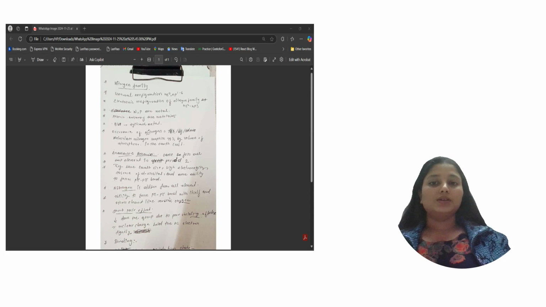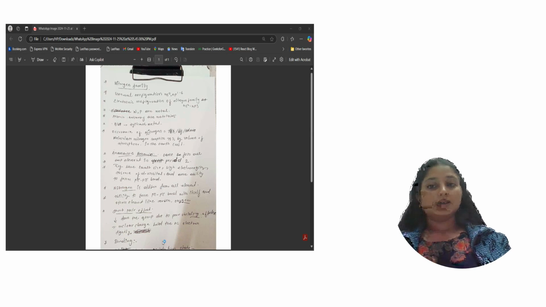Then we will talk about the nitrogen family. The electronic configuration of the nitrogen family is ns2 np3. The elements of the nitrogen family are nitrogen, phosphorus, arsenic, antimony, and bismuth. In this family, nitrogen and phosphorus are non-metals, arsenic and antimony are metalloids, and bismuth is typically a metal.